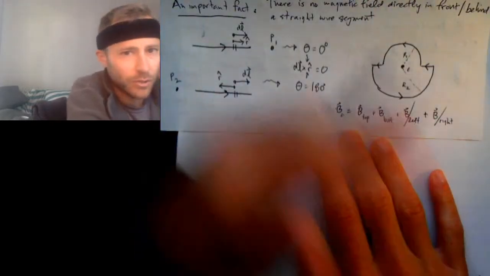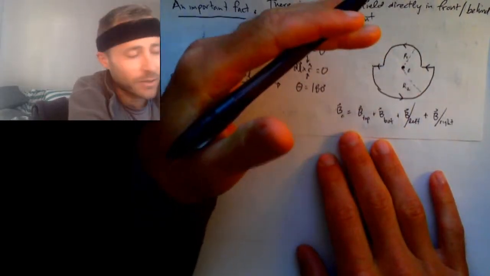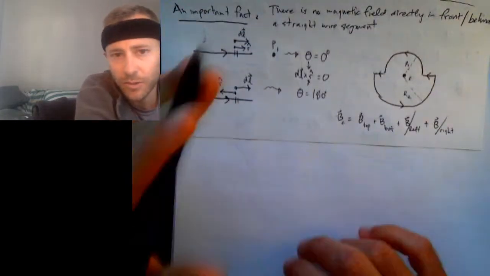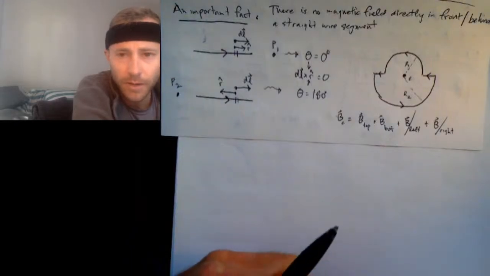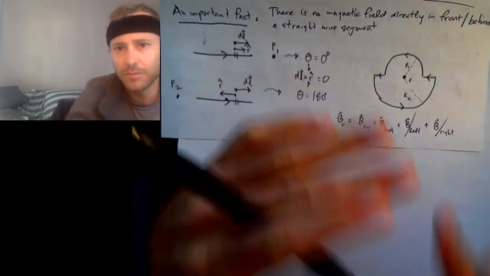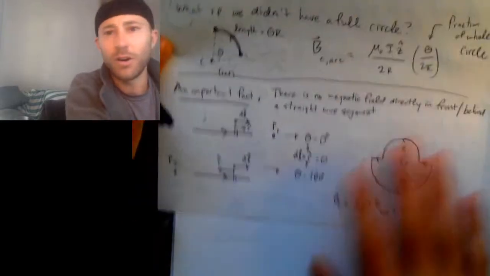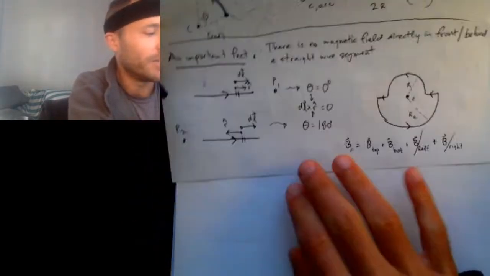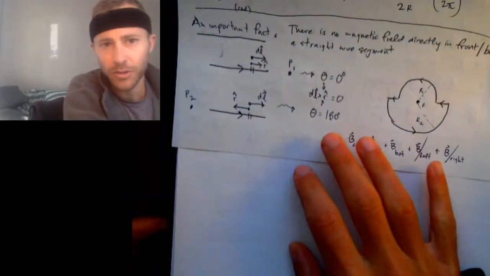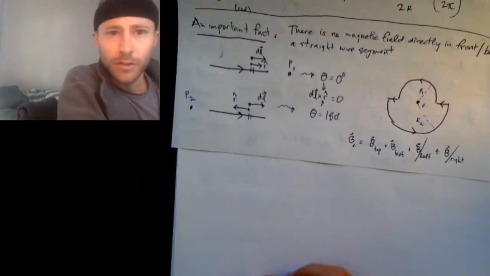So really the only two parts of this loop that are creating a magnetic field at the center are the two semicircular arcs. So you can solve weirdly shaped loops by knowing the magnetic field of an arc, and then knowing that there's no magnetic field directly in front or behind a straight wire segment. So that's a useful fact. All right, so that is my lesson for today.